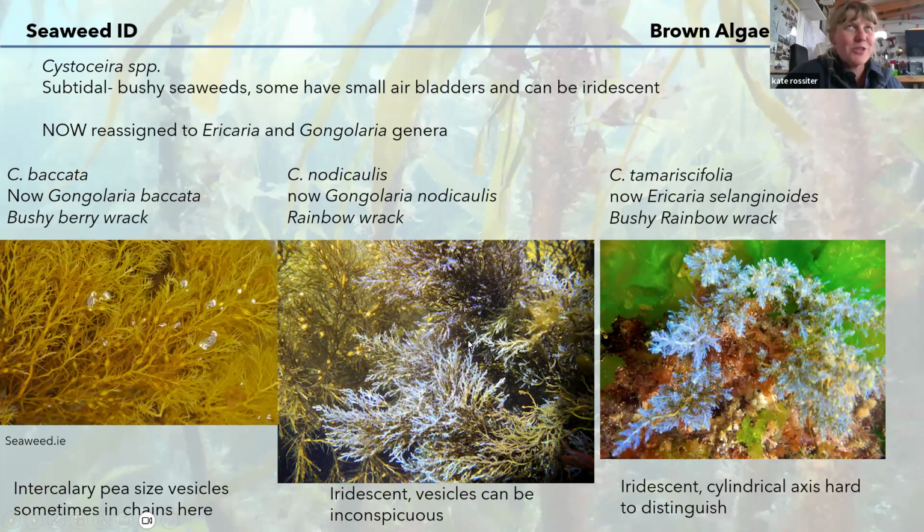Cystoseira tamariscifolia, the rainbow wrack, is iridescent, and the vesicles are often hard to decipher or see easily. These are both the bigger of these three wracks. Then you have your bushy rainbow wrack, very iridescent, with a cylindrical axis, but it's often very hard to distinguish. It's just a bit smaller than the other two species, which should help you. If you have a question about what species it is, it's easier just to collect it and bring it back to the shore to key out.